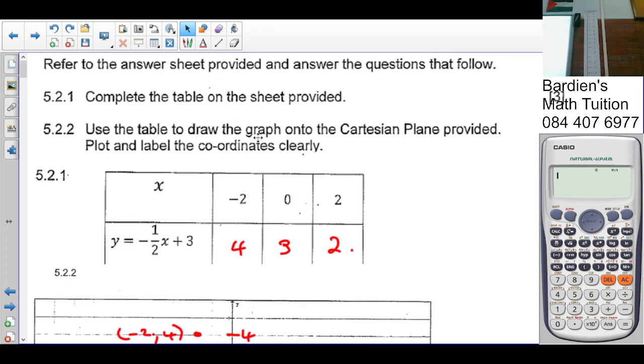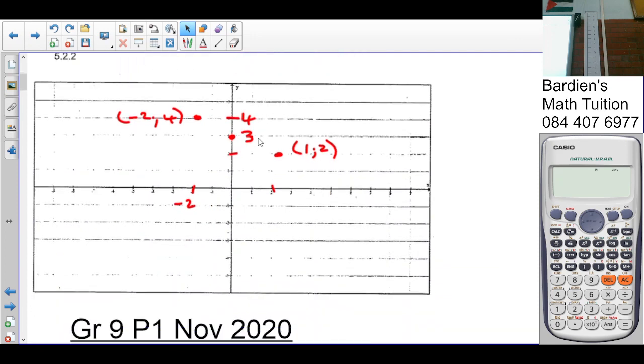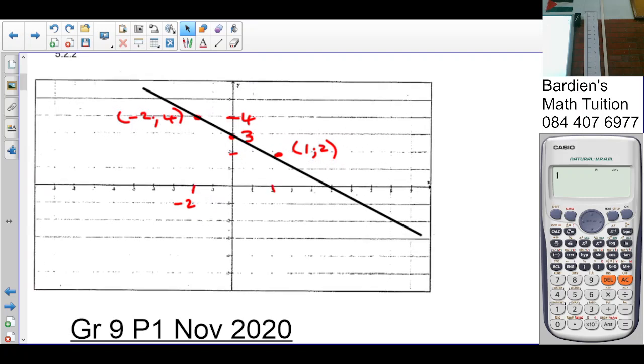Then remember the question says, you must complete the table to draw a graph. So the graph must go through these points. So what type of graph is this? A straight line graph. Not so? And there is the graph going through 2 and 3, 2 and 2.